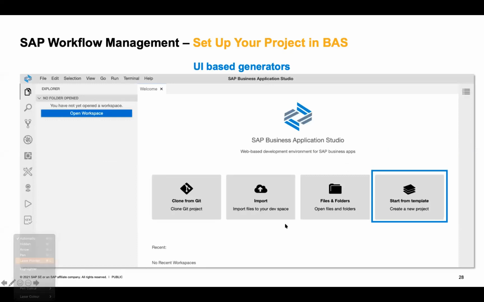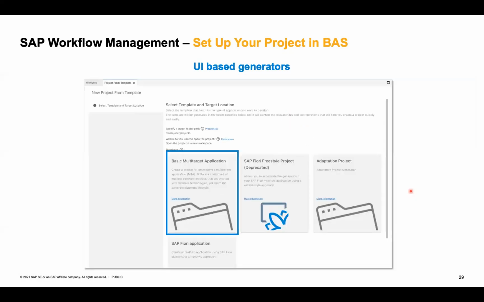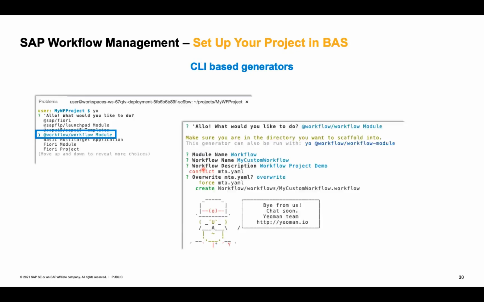Yeah, we see it here. Start from template for this UI-based generator. Choose the basic multi-target application. And afterwards, we can use the CLI-based generator to create a workflow module. We can also create the basic multi-target application, as you can see here, from the CLI. I just want to show that there are different possibilities to do this. And then we will get a dialog here in the CLI with information that we have to add.